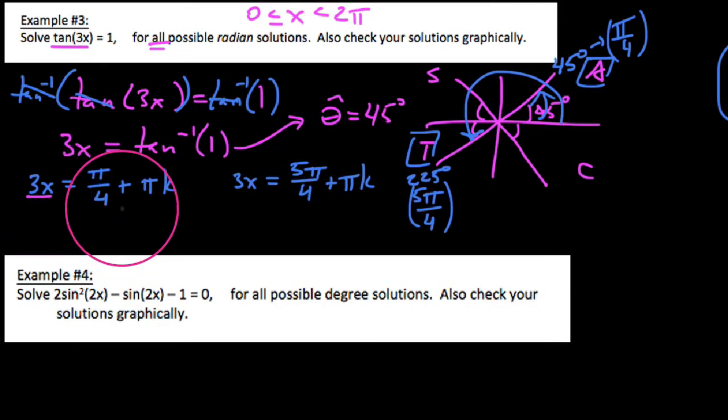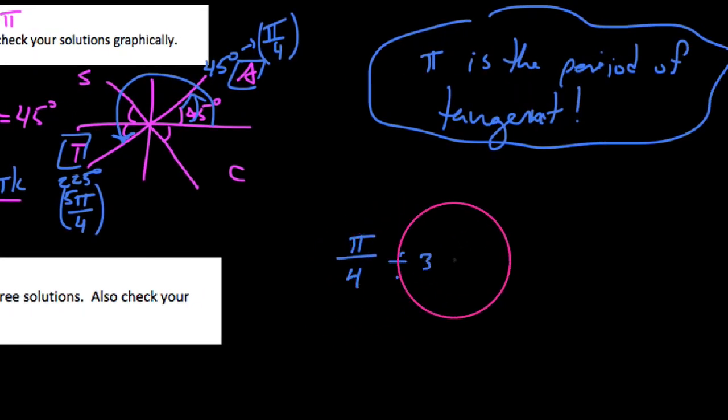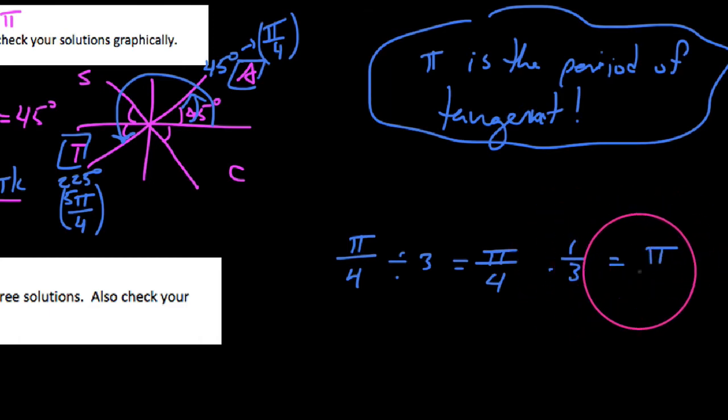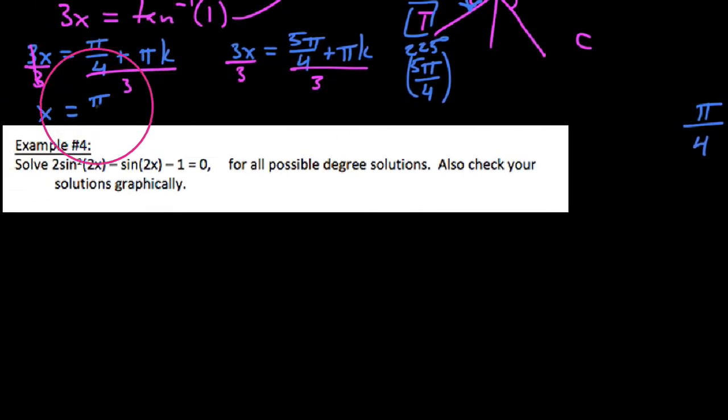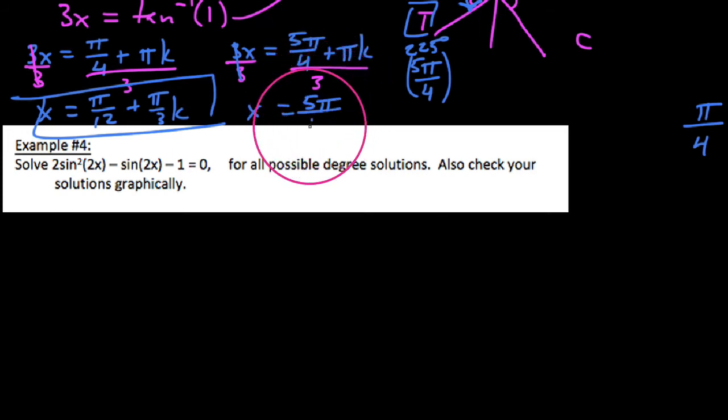So now solving by dividing everything by 3 here. We're going to divide both sides by 3. We get this. We get x is equal to pi fourths divided by 3. Pi fourths divided by 3 is equal to pi fourths times the reciprocal of 3, which is 1/3, which is pi 12ths. So we get pi 12ths plus pi thirds k. These are all possible radian solutions for that one. We say x here equals, now a third of 5 pi fourths is going to be 5 pi 12ths when we do that one, plus now pi thirds k.